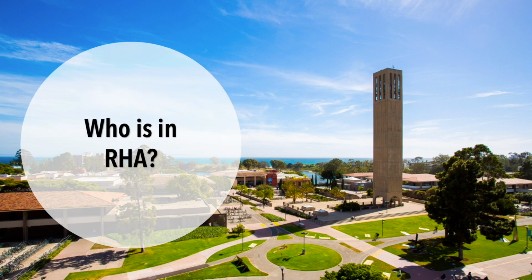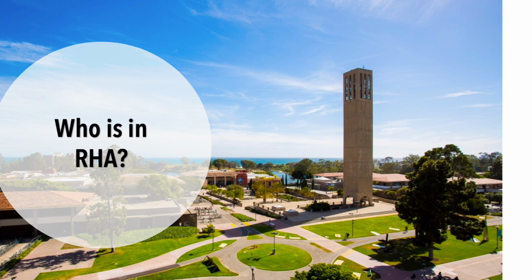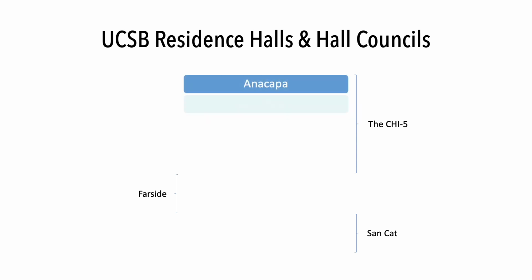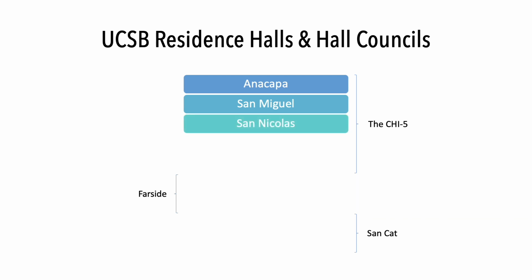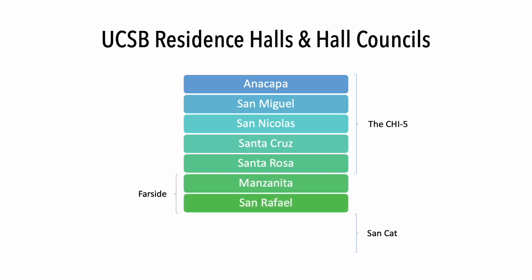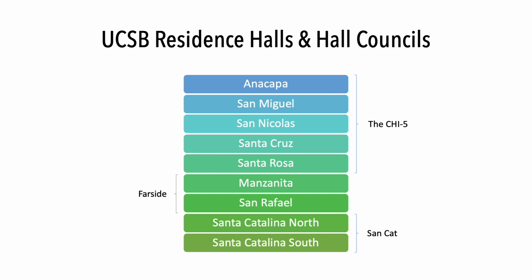So now you might be wondering, who is in RHA? Anyone who lives in the UCSB residence halls is a member of the RHA. The 9 residence halls at UCSB are organized into 3 communities, known as the Chi 5, Far Side, and San Cat. The Chi 5 consists of Anacapa, San Miguel, San Nicolas, Santa Cruz, and Santa Rosa. Far Side consists of Manzanita and San Rafael, and San Cat consists of Santa Catalina North and Santa Catalina South.